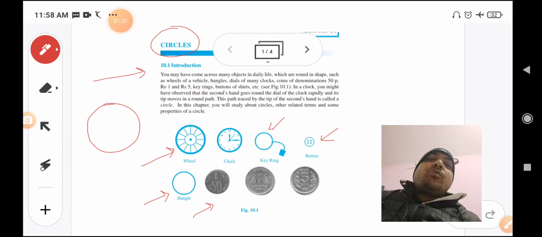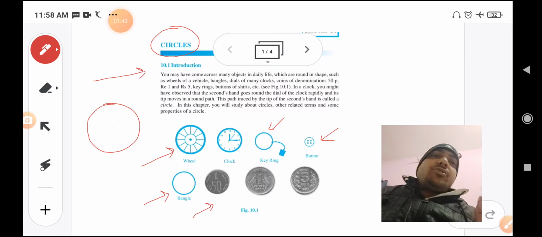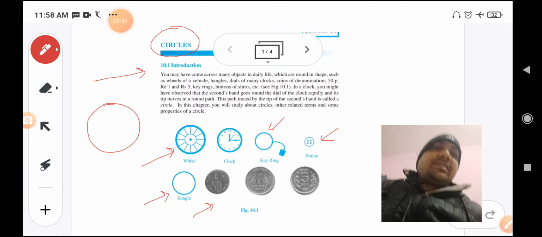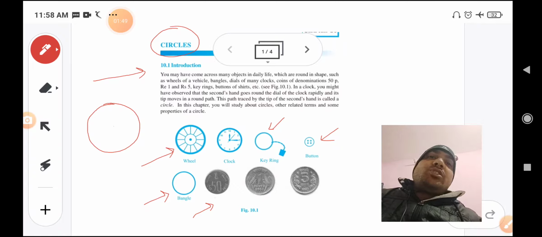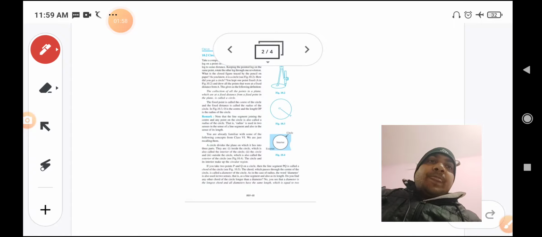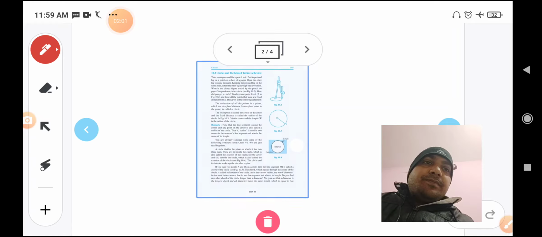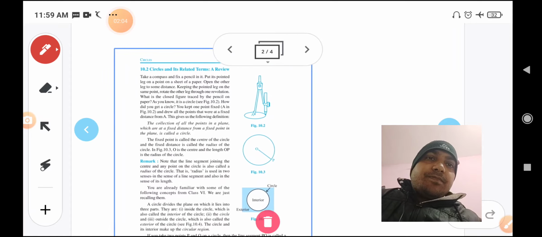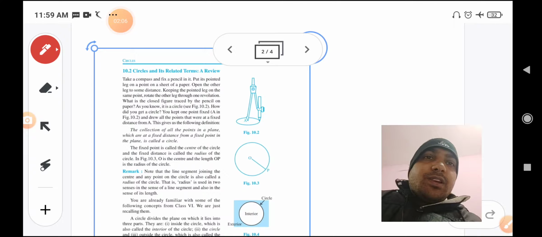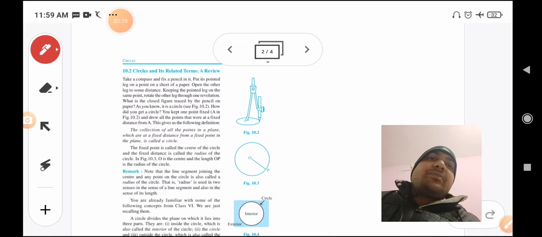So what is a circle? A circle is any object having a round shape. The round shape objects are known as circular objects. Is it clear to everyone? What is a circular object? All the round shape objects are known as circular objects. So now we are discussing the circle and its related terms. What are the terms related to the circle?